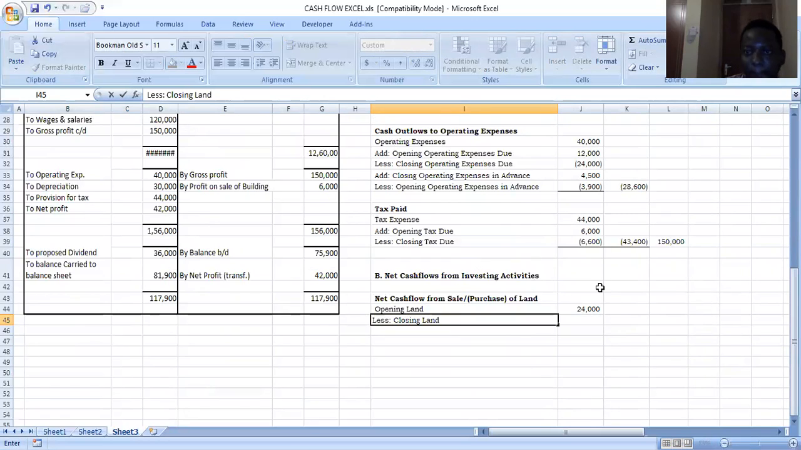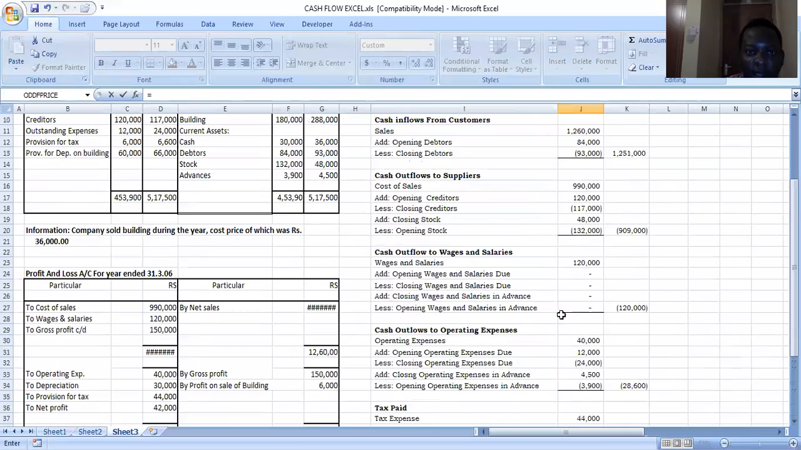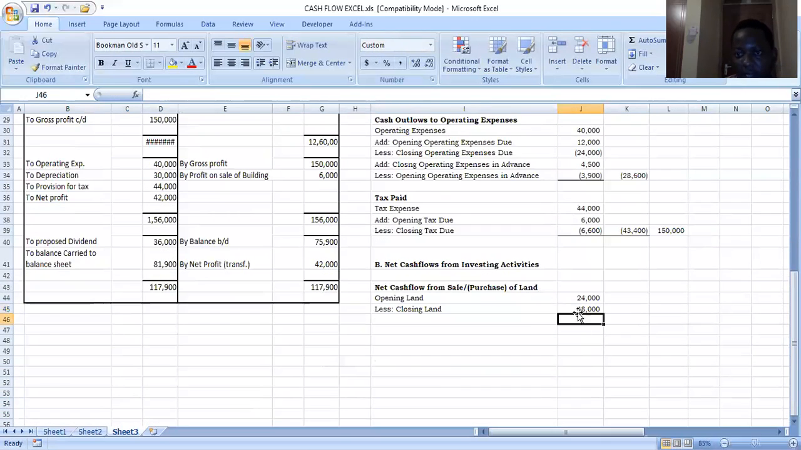Closing land. So that is land at the end. So we less the land at the end. In our case, it's 14,000 shillings. So by deducting it, this amount needs to be in brackets. So 14,000 shillings in brackets. So the difference between these two is 24,000 shillings.